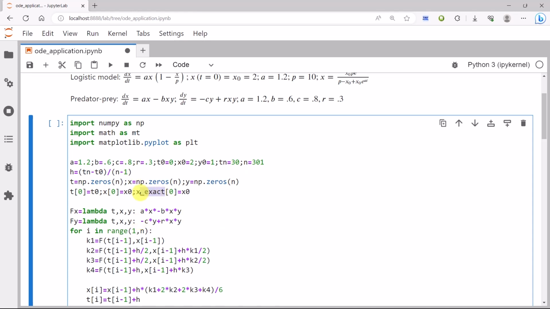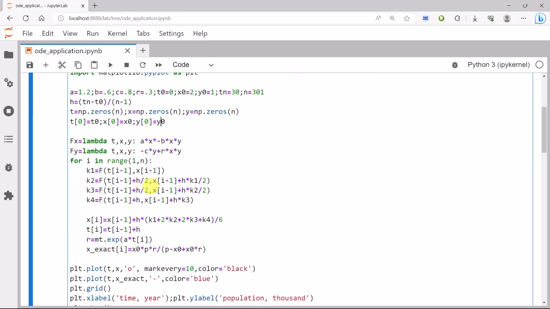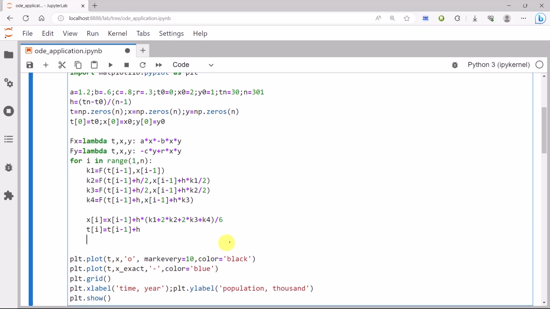In the initial condition, I have to take the initial condition of y, and that is my y naught. T naught is 0, x naught is 2, y naught is 1, tn is 30, n is 301. We are all set, but as much as my x is being updated, I have to update the y as well. So let us first see the update of x.